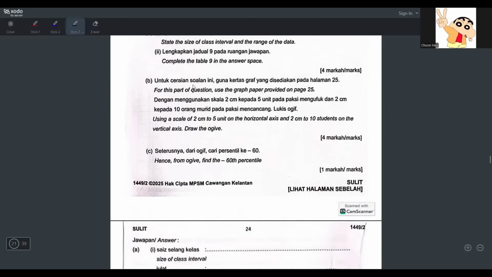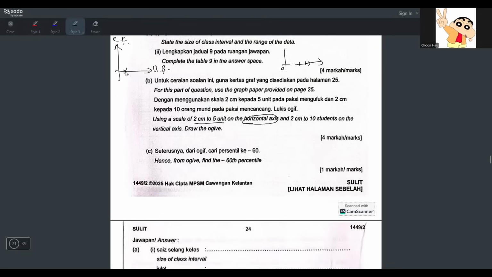Now for question B, using a scale of 2 cm to 5 units on the horizontal axis, it means your x-axis has to be 2 cm to 5. But you don't go and do 5, 10, 15, 20 like that. No, it's wrong. In this chapter, you should always check what they want you to draw. For this case, it's ogive, right? So you cannot go 5, 10, 15. You have to start from the first upper boundary because when you draw ogive, you have to memorize, right? For ogive, the x-axis you must use upper boundary, and then the y-axis you must use cumulative frequency.